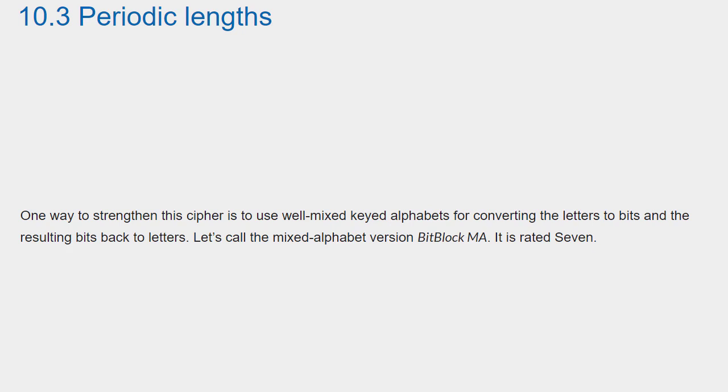One way to strengthen this cipher is to use well-mixed keyed alphabets for converting the letters to bits and the resulting bits back to letters. Let's call the mixed alphabet version BitBlock MA. It is rated 7.